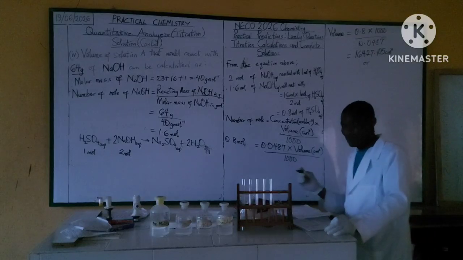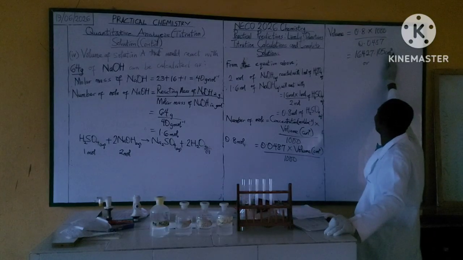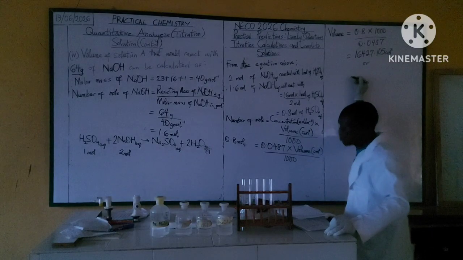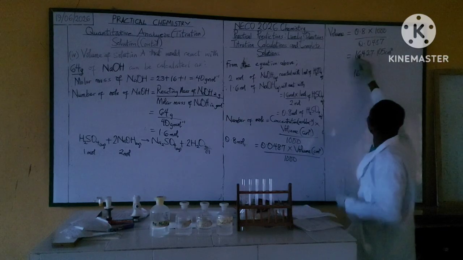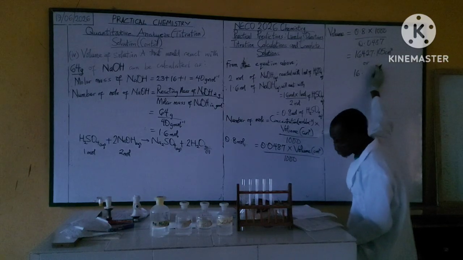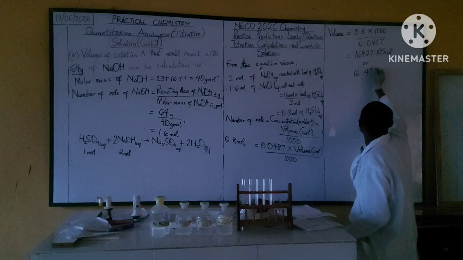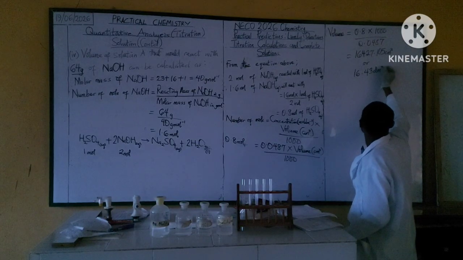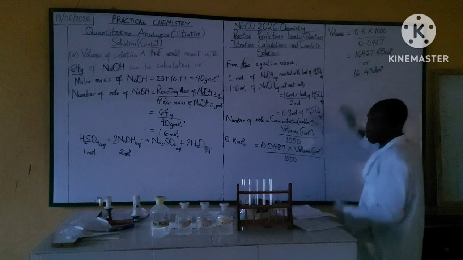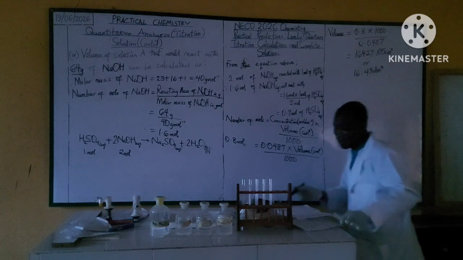We can have it in cm cube in this form, or divide this by 1000 to take it to dm cube, 16.43 dm cube. That's our final answer.